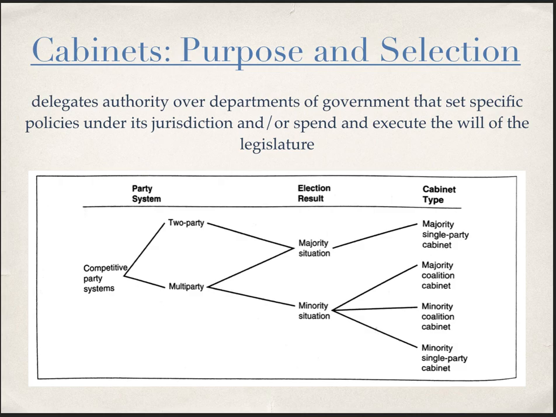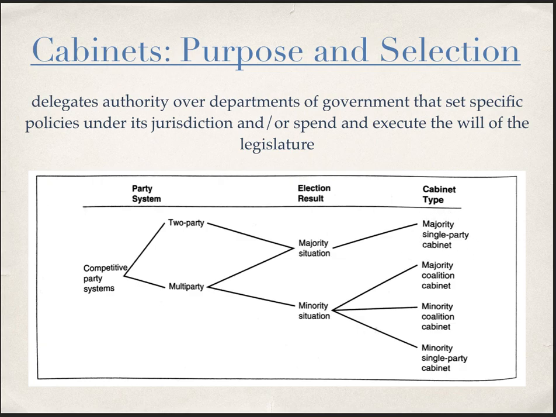So note that in two-party systems, the president is never obligated to pick minority cabinet members, right? In a two-party system, which is sort of driven by first past the post, we never have an election result that is a minority situation. There's never a mixed government. It's always majority, which means that the cabinet never has to include any members of the losing party.